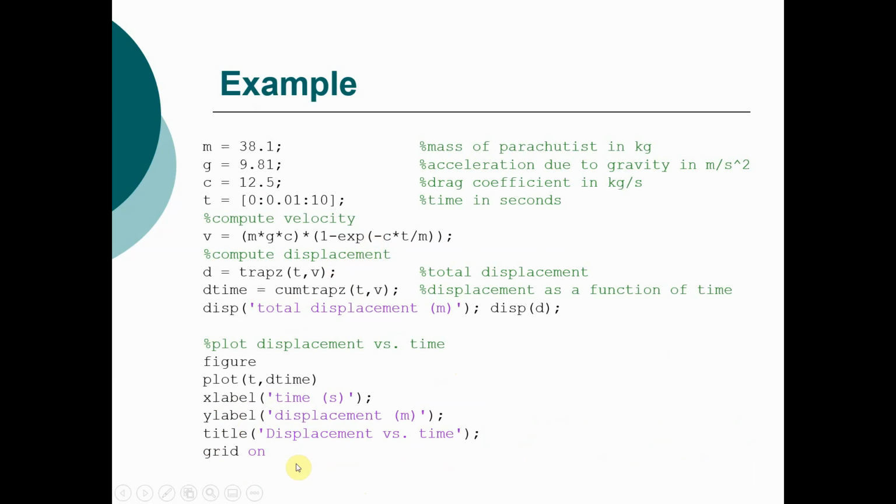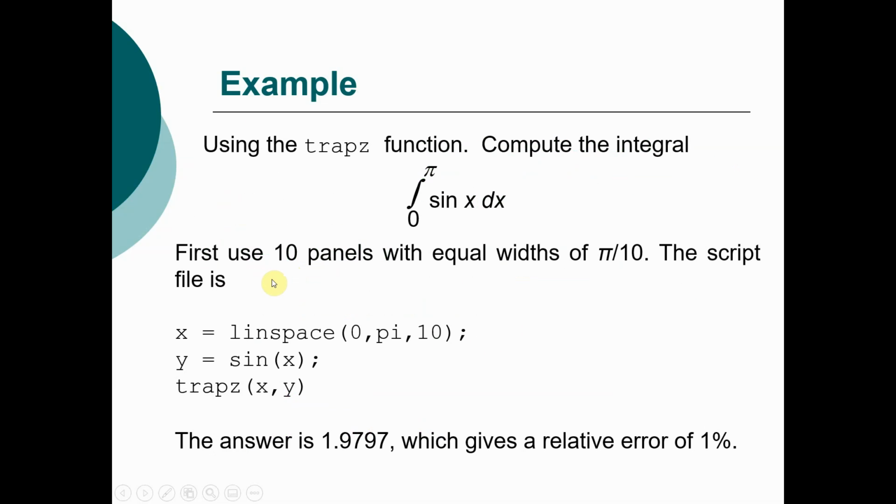This shows you an example of applying the cumulative traps function on these data points. This is the example that we wanted to solve earlier on, or a similar example. So this is going to give us the total integral, but this is going to give us the integral values at every single time step.